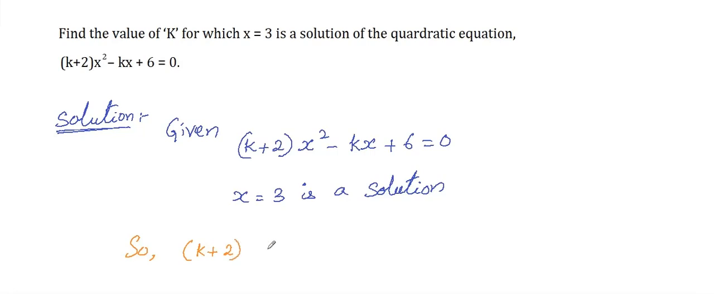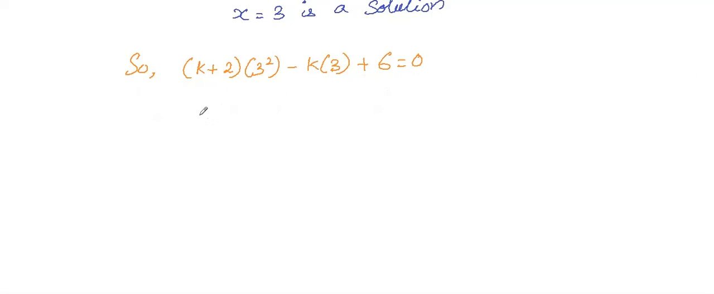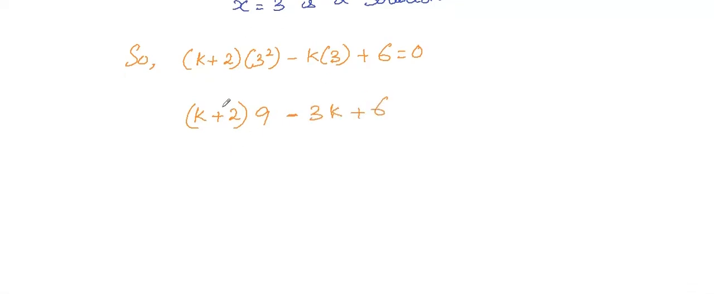value of k. So (k + 2), x squared means 3 squared, minus k into plus 3 plus 6 equals 0. So (k + 2), 3 squared becomes 9, minus 3k plus 6 equals 0. Now distribute the (k + 2) on 9. So 9 times k is 9k, 9 times 2 is 18. So 9k + 18 − 3k + 6 = 0.